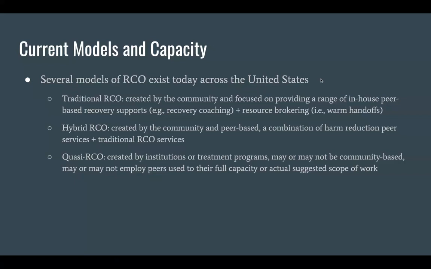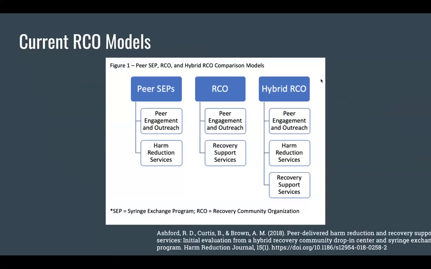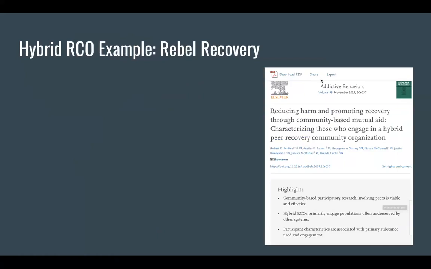And then we have quasi-RCOs, which again are created by institutions or treatment programs, and may or may not be community-based, may or may not actually employ peers to their full capacity or the actual suggested scope of work from the evidence base. And there's a paper that was published in 2018 around hybrid RCOs and the different models, the marriage of syringe exchange programs and recovery community organizations, and the first published study on those. So again, a very new innovation cropping out of peer-based recovery and harm reduction services.